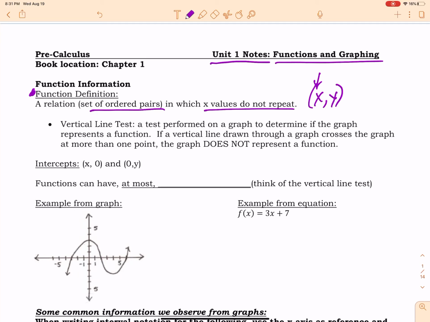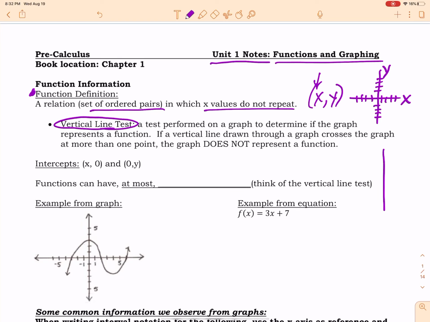And just as a reminder, in case you've forgotten all of your math, this is the x-axis, this is the y-axis. So positive x values are here, negative x values are here, positive y values are here, negative y values are down here. All right, the vertical line test is a physical, visual way that we can assess whether or not a graph is in fact a function.